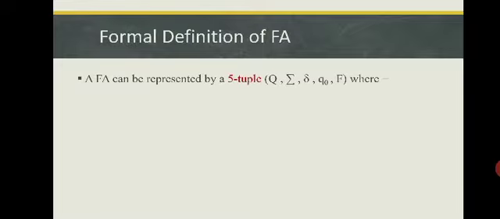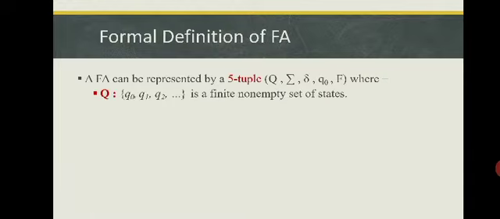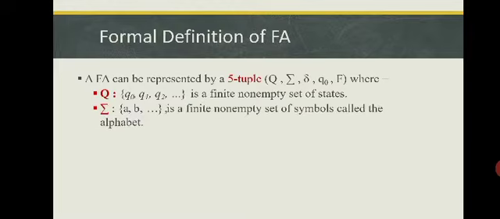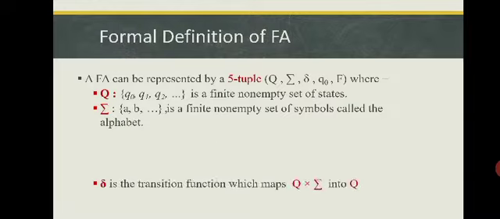The formal definition of finite automata is that it can be represented by a 5-tuple (Q, Sigma, delta, q0, and F), where Q is the finite non-empty set of states represented by q0 to qn. Sigma is the finite non-empty set of symbols called alphabets. It may be represented by characters like a to z or digits like 0 to 9.